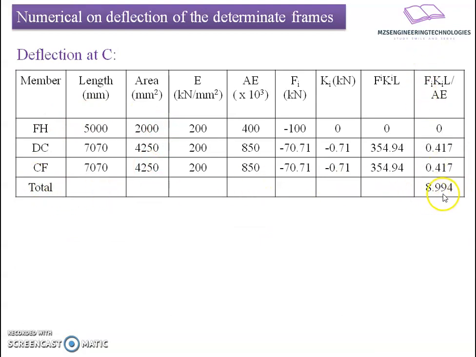It comes to be 8.994, and this 8.994 results in a displacement value. If I take delta equals CV, then I can say it is the vertical deflection at joint C, which will be the summation of FiKiLi divided by AE, which comes to be 8.994 mm. So we can say that the deflection at joint C due to the applied loading is about 8.994 mm.